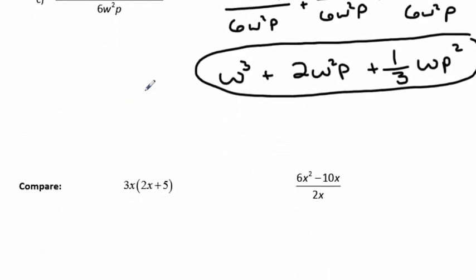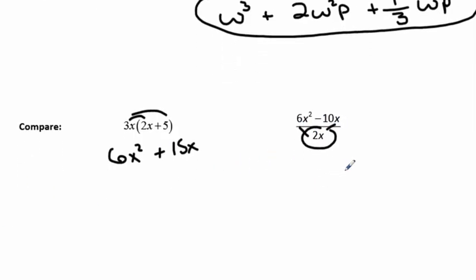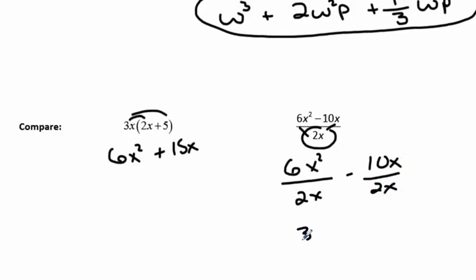Let's compare the process here. If you have a monomial times a binomial, you're going to distribute the multiplication. In this example, we would get 6x squared plus 15x. If you have a monomial divided into a binomial, you're going to distribute that division. When you distribute the division, that would give you 6x squared divided by 2x minus 10x divided by 2x, or 3x minus 5.